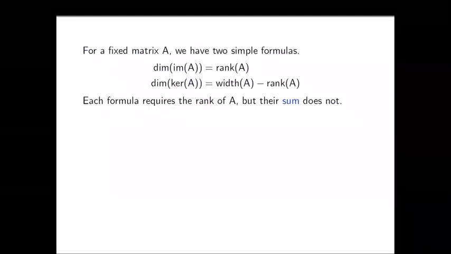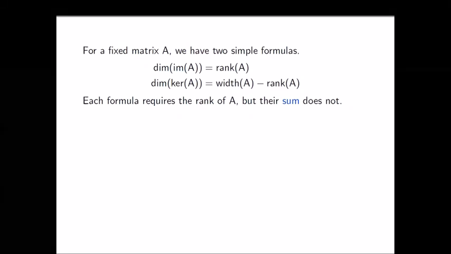Okay, so we saw last time that for a fixed matrix A, we have two simple formulas. We have that the dimension of the image space of A is always the rank of A, and the dimension of the kernel space of A is the width of A minus the rank of A. Note that both of these formulas require the rank of A, which typically requires row operations, but the sum of the two formulas does not require the rank.